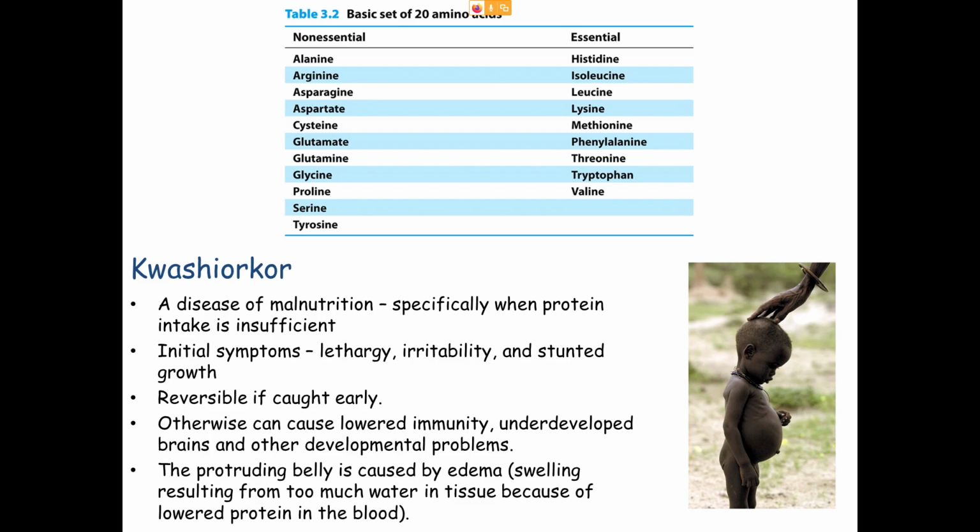So it leaves the bloodstream and goes into the interstitial fluids, which causes the edema, or the swelling, in those tissues. The most likely place for that to occur is an area where you can accumulate a lot of fluid, and that's going to be in the abdomen. So that's why he has this protruding abdomen, or this edema.